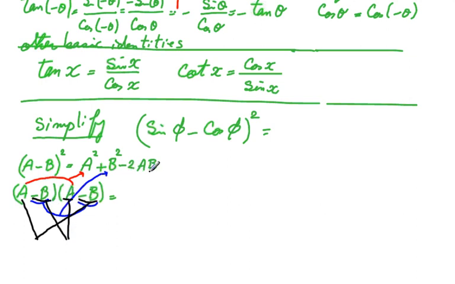So it becomes minus 2ab. In short, when I square this, what am I going to get? Sine, so square of the first, square of the second, minus twice the product.